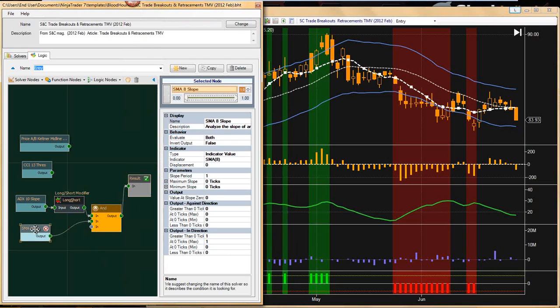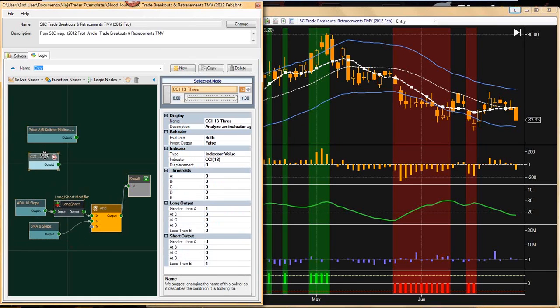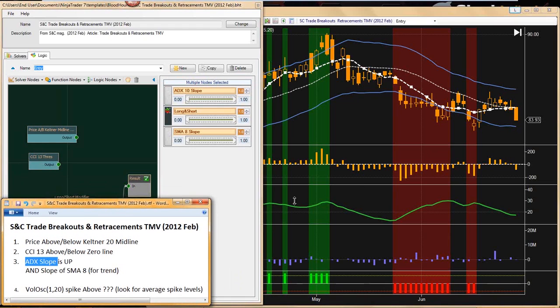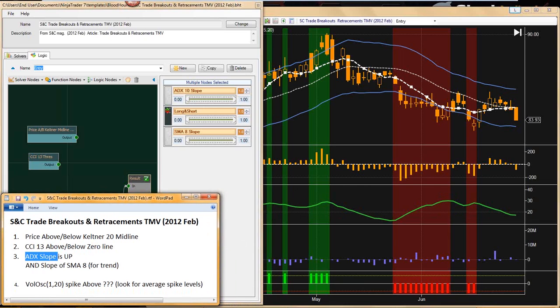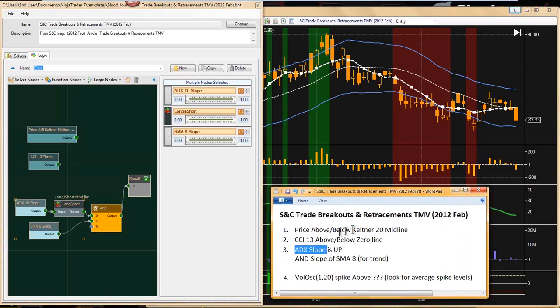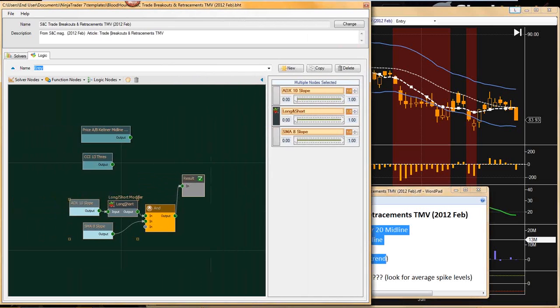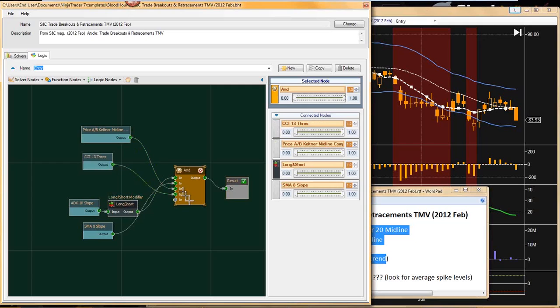Okay. So this essentially right here is rule number 3. So we've got rule 1, rule 2, and rule number 3. Let's pull this up here. So rule 1, 2, and 3 all have to be true at the same time. So what that means is we just plug everything into an AND node.